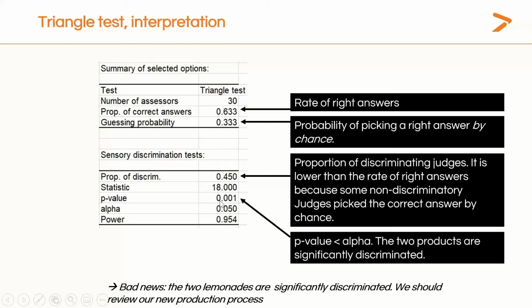The lower the p-value, the more significant the difference is. And the p-value is bounded between 0 and 1. And if the p-value is low enough to be lower than risk threshold alpha, then you can state that there is a significant difference between the two products. So the two products are significantly well discriminated. And this is bad news for us. So the two lemonades are significantly discriminated. We should review our new production process so that we erase this difference in perception.